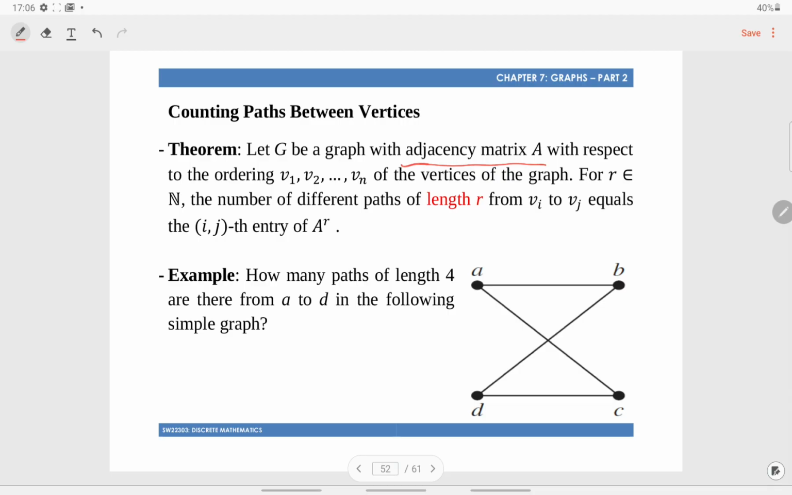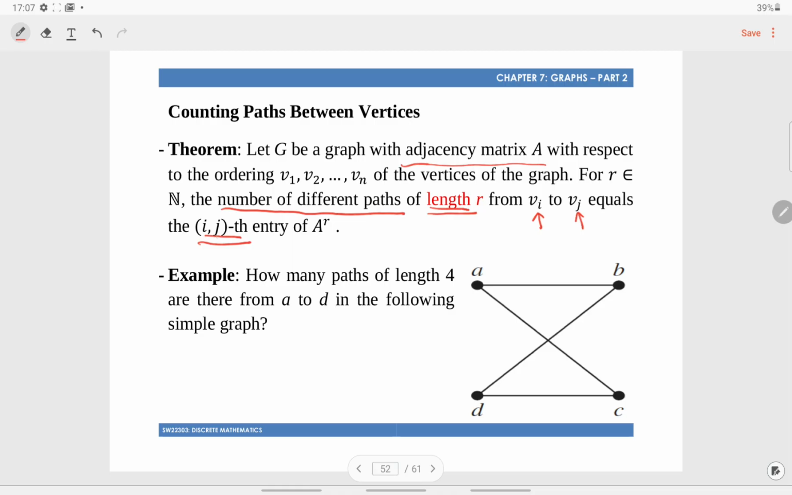For a natural number r, the number of different paths of length r from Vi to Vj equals the ijth entry of the A to the power of r matrix. Okay, so the number of different paths, each path with length r, from Vi to Vj. So we have i here and j here. The number of paths equals the ijth entry.